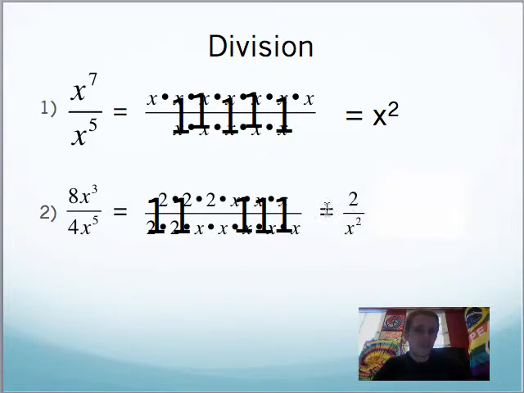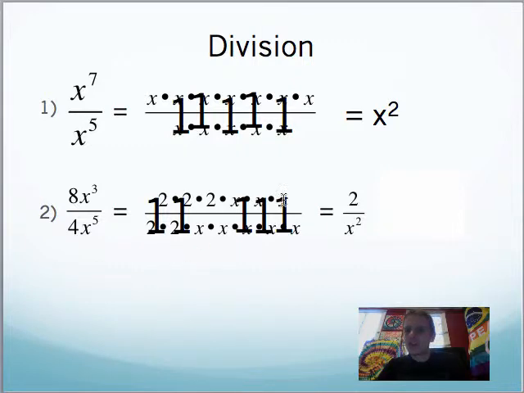Now you'll notice the 2 comes from 8 divided by 4 is 2. So the coefficients, you can divide them. That number is up top. These exponents, if you remember back to the law of exponents, dividing powers with the same base, yes, we subtract those exponents. So 3 minus 5 gives us a negative 2.